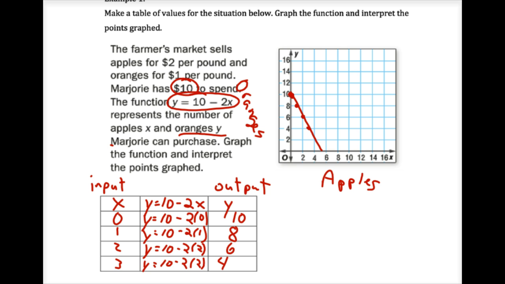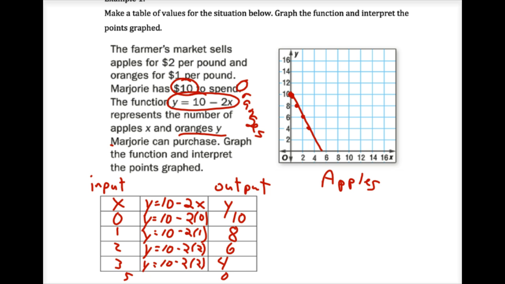Did anybody figure out what's the most amount of apples you could buy? 10 pounds? I don't think so. 5. Why 5? Because it's $2 a pound and you have $10. Why can't you buy 10 pounds of apples? Because you only have $10, and they're $2 a pound. You could have bought 10 pounds of oranges, yes.